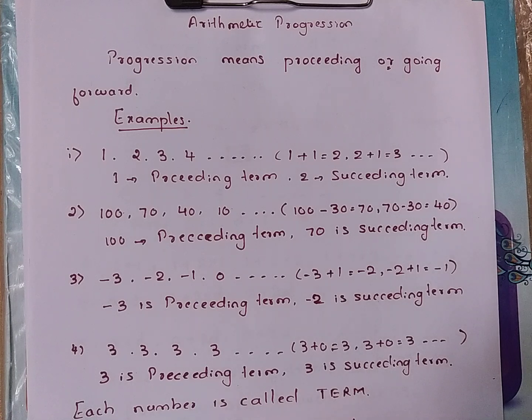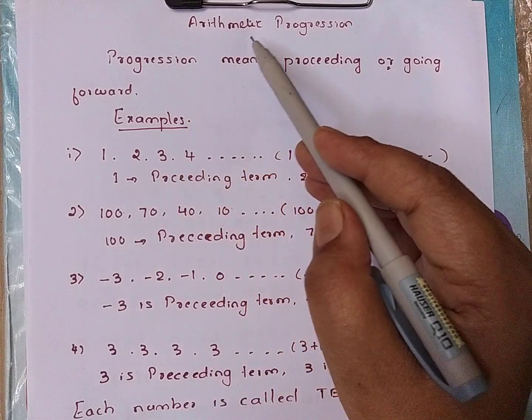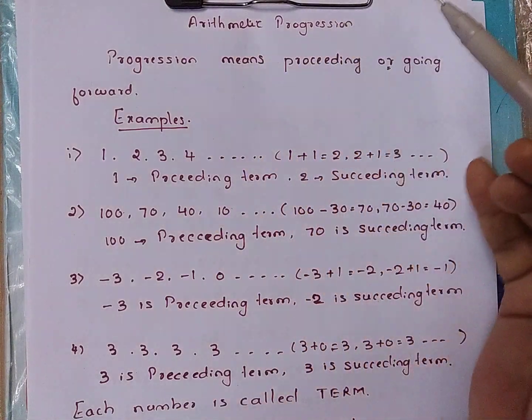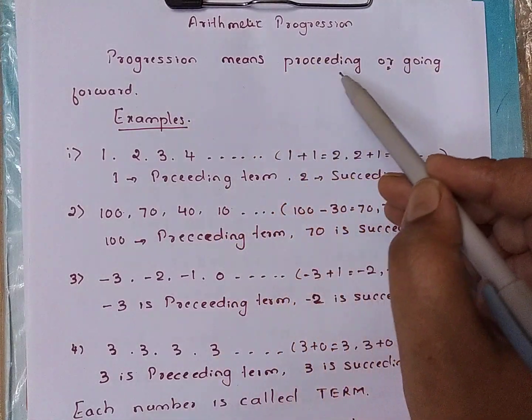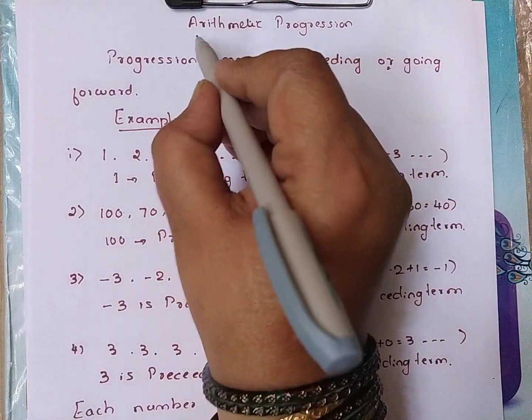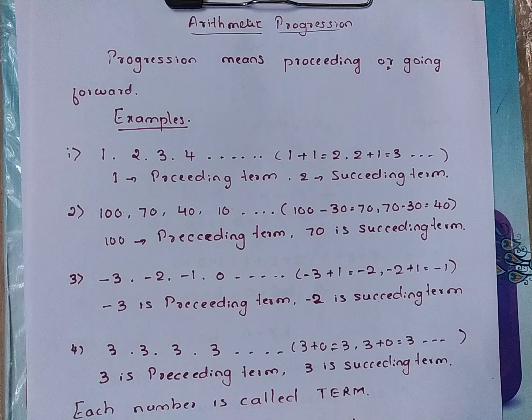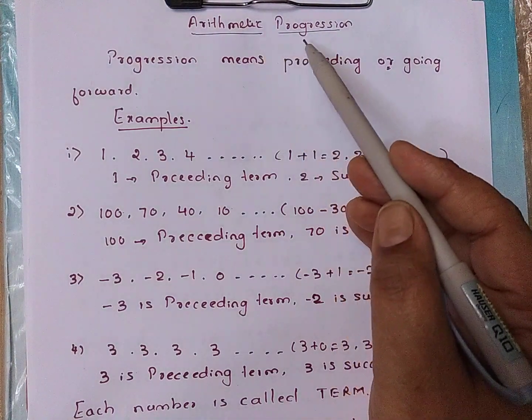So from today I am starting the 10th Maths syllabus from the Maths textbook. That is the first chapter, arithmetic progression. Generally, progression means proceeding or going forward. That is the general meaning. Coming to arithmetic progression, in mathematics, arithmetic means numbers. So what is the meaning of arithmetic progression?